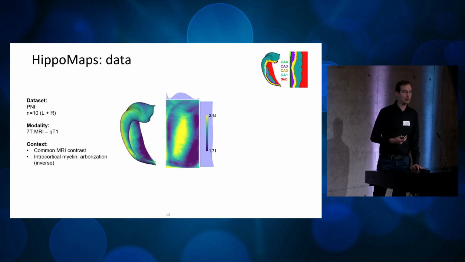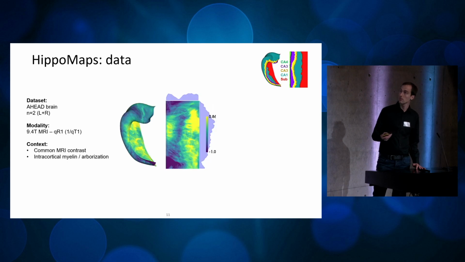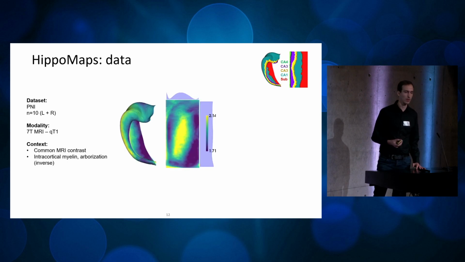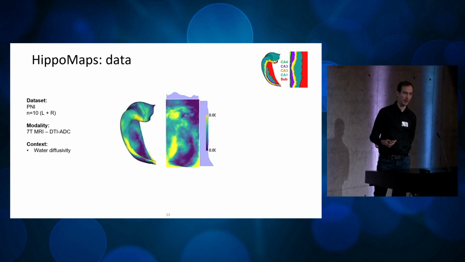But we can also then look at in vivo MRI. So this is quantitative T1 now. And we can see it's anti-correlated with 1 over R1, as we'd expect. So this is a really common contrast, and it gives us some information about intracortical myelin. So that is the amount of myelin within the cortex itself. And again, it follows this vertical banding.